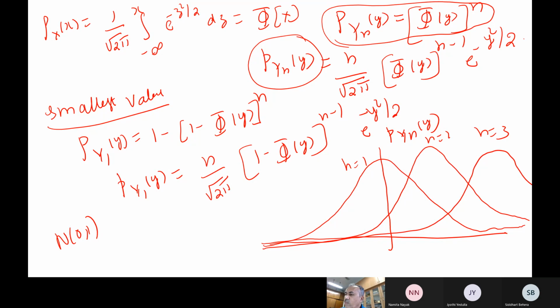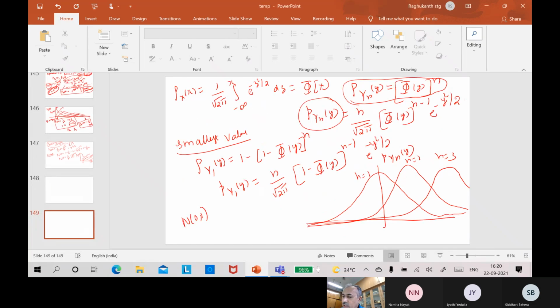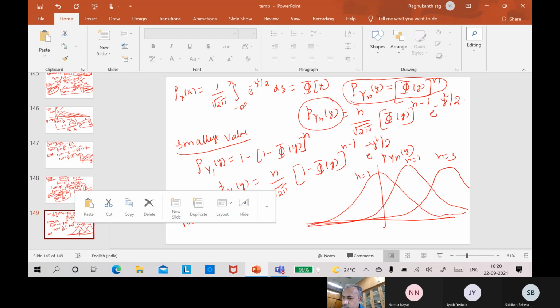So now the most important question: when n is equal to 1, that is perfectly fine. Now when n is infinity, what happens to the extreme values themselves? This we want to find out.